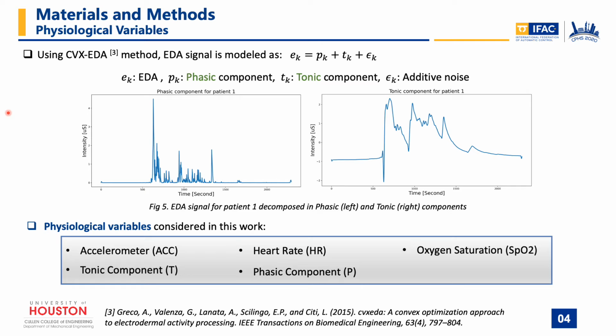However, EDA can be modeled as a sum of 3 terms: the phasic component, which is an impulse-shaped signal describing the sudden changes in EDA signal, the tonic component, which is a smooth-shaped sequence corresponding with the slow changes in EDA, plus an additive noise. Here in Figure 4, phasic and tonic components for patient 1 are depicted in the left hand and right hand side respectively. So to summarize, the physiological variables that we are going to use for training our models are these 5 variables: accelerometer or ACC, heart rate or HR, oxygen saturation or SpO2, tonic component or T, and phasic component or P.